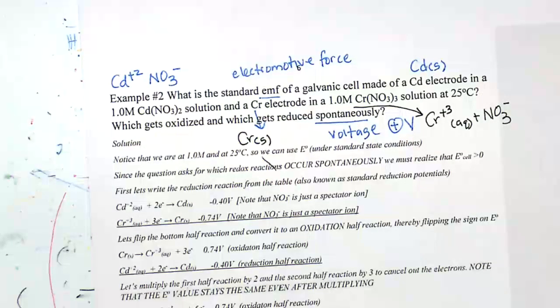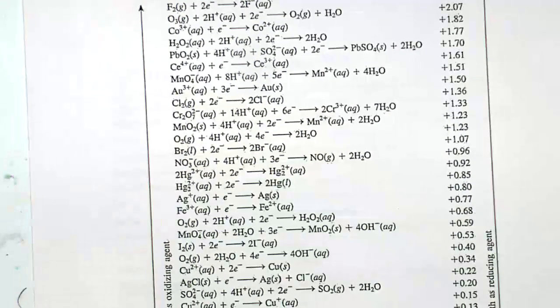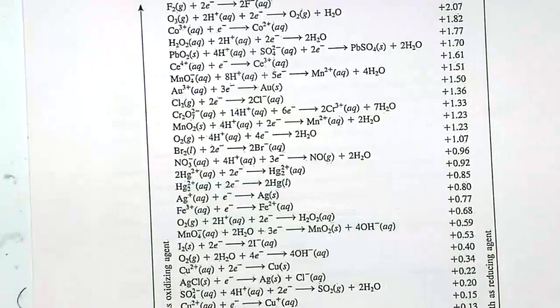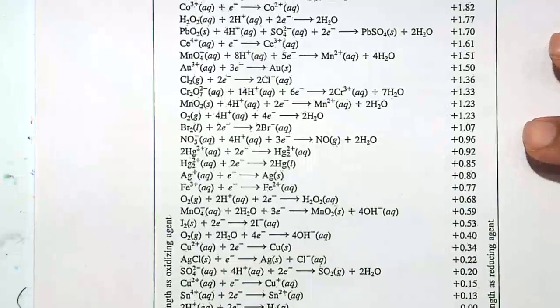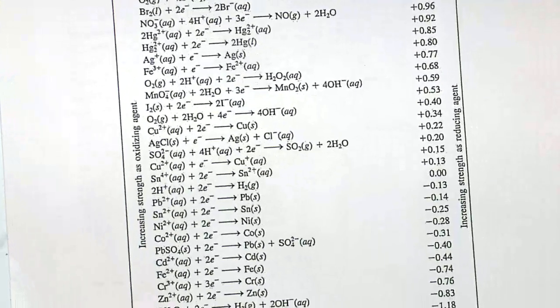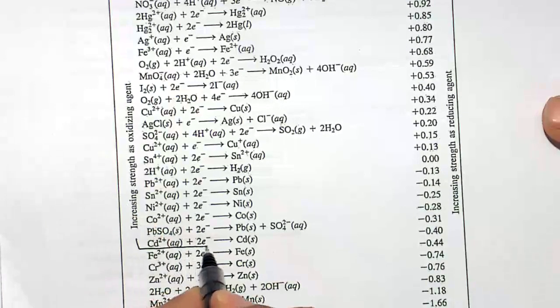So we're going to look at our standard reduction table. Where is our standard potential table? I see you have it there, Susanna. Very good. Make sure you bring this to the test, make sure you bring this to the exam. One of these is going to be the anode, the other one is going to be the cathode. So first of all, let's go find cadmium on this sheet. Where is cadmium?